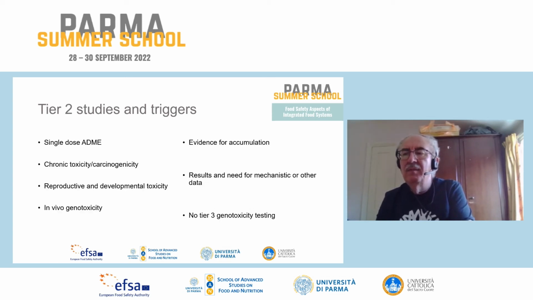Tier 2, apart from the in vivo genotoxicity, which really is semi-independent of the rest, because it's only triggered if you have positive results in the in vitro suite and does not have any follow-up in Tier 3, comprises single dose and absorption, distribution, metabolism, and excretion studies to provide evidence of whether or not there is accumulation, and then chronic and reproductive toxicity studies to decide from their results whether there is a need for mechanistic or other data, or whether we have sufficient dose response information to complete the assessment.